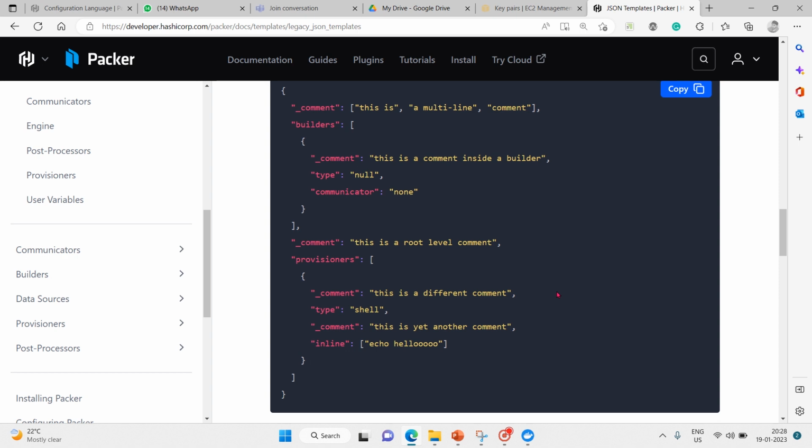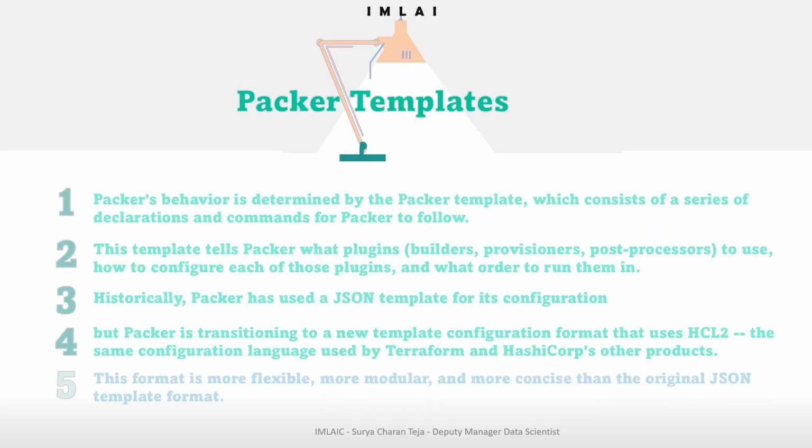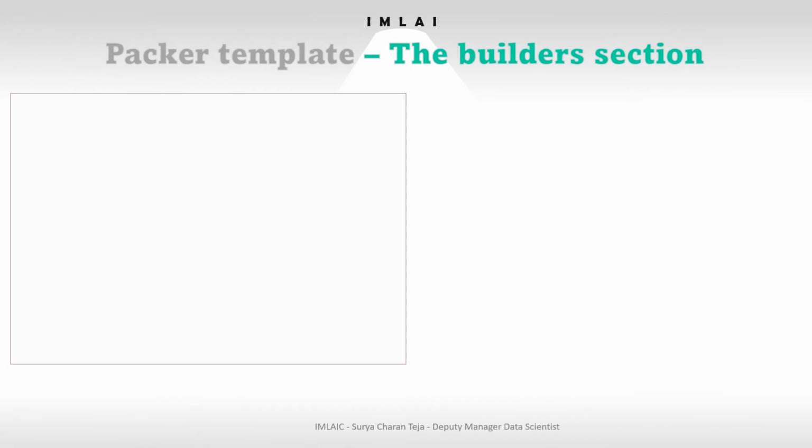Anyway, now we are going to work on JSON first. We are going to write the Packer template using JSON format. That's what our initial exercise is. Once JSON is done, then let's move to HCL.